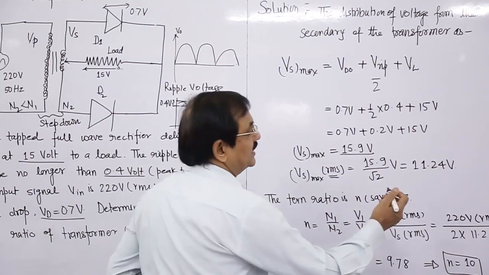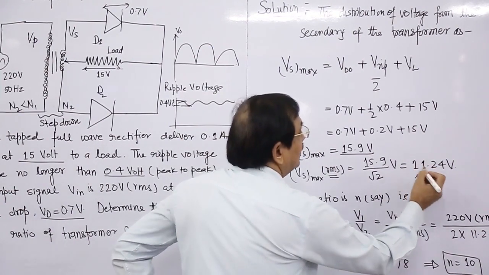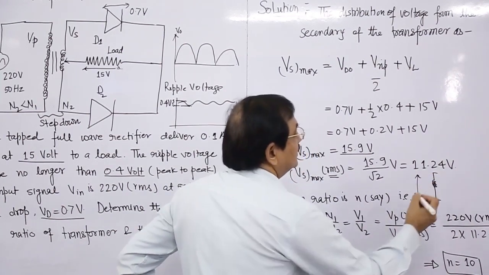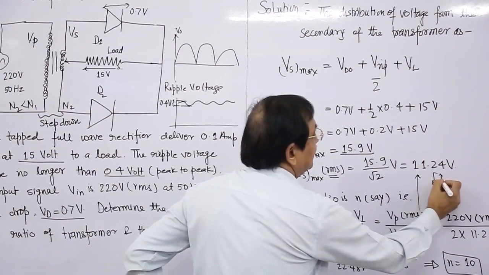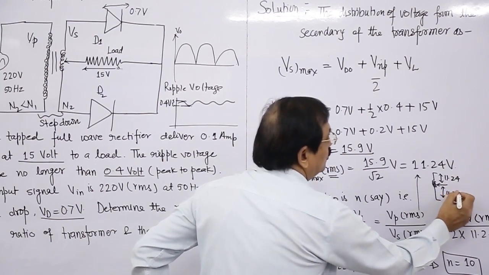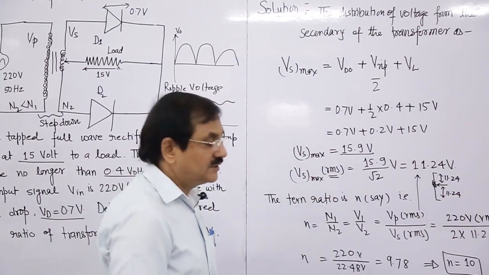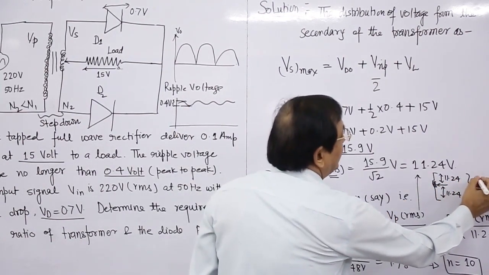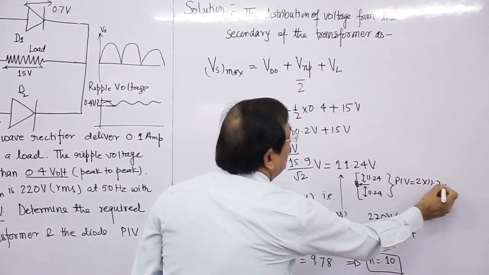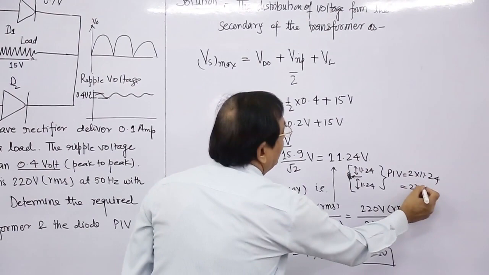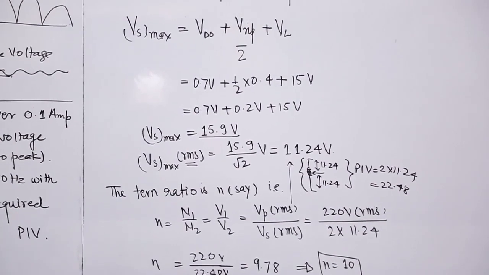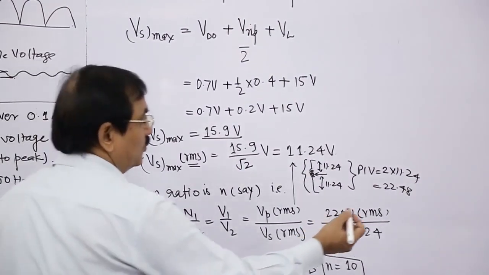So this RMS voltage, being a center tap, is 11.24 here and 11.24 here. So this will give the total PIV. PIV is 2 into 11.24, that is 22.48. So this value of the voltage at the secondary is 22.4 volt.